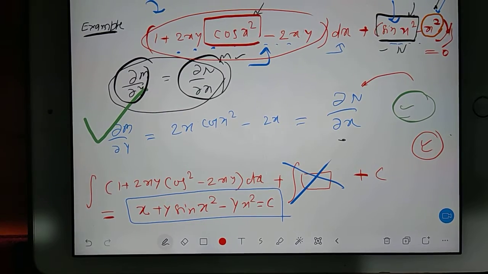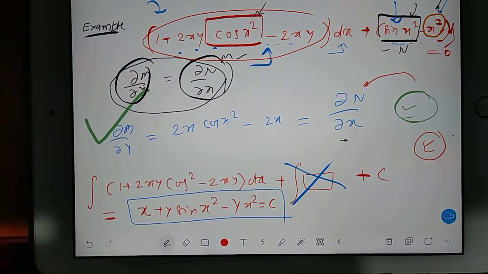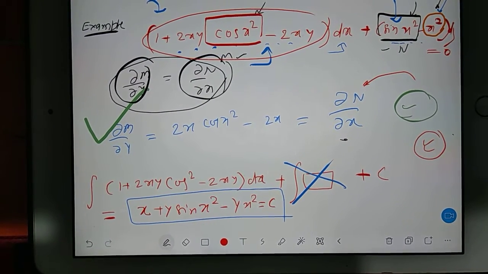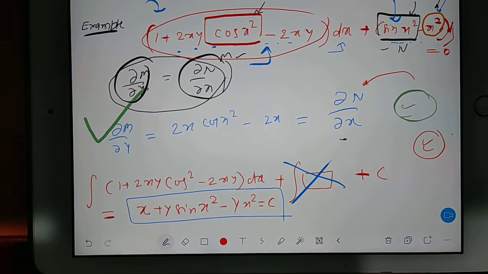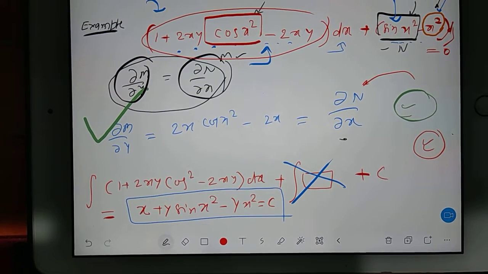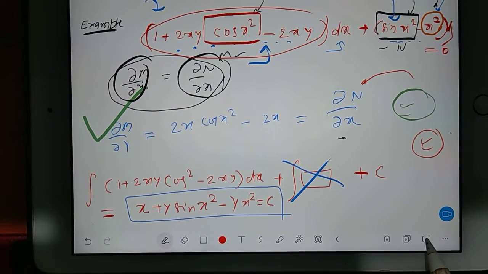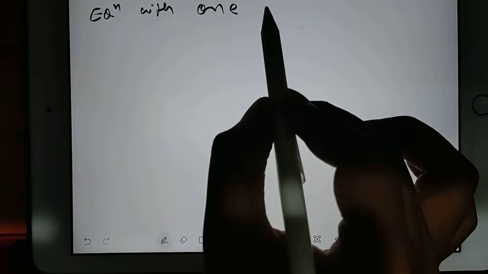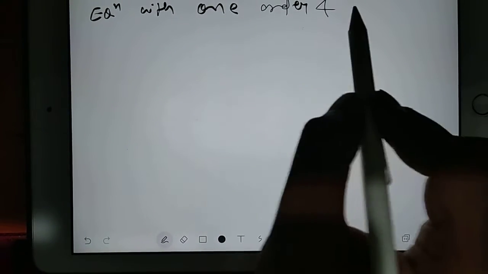So now guys, I'm going to explain, if you have an equation of first order but with higher degree. Sorry, not the order more, with higher degree. I will change the page. So you write here: equation with one order and higher degree.